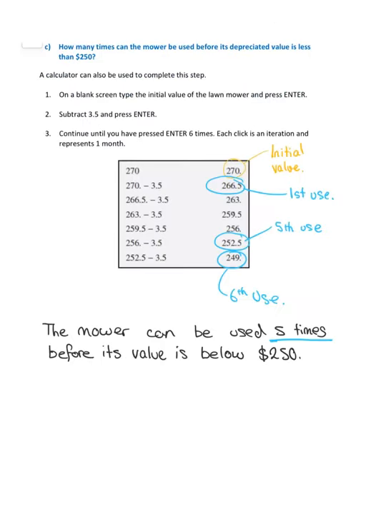Finally, C. How many times can the new mower be used before its depreciated value is less than $250? That's a very common question that you're going to see. How many times can it be used before its value is less than 250? So we're looking for the last use before it is less than 250. Use the instructions below on your calculator. Easiest way to do that. Have a look.